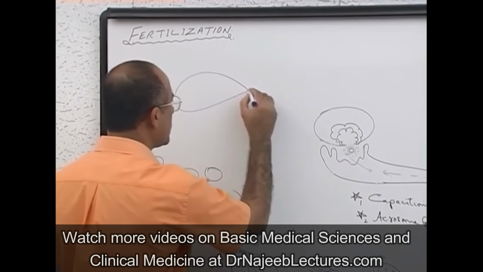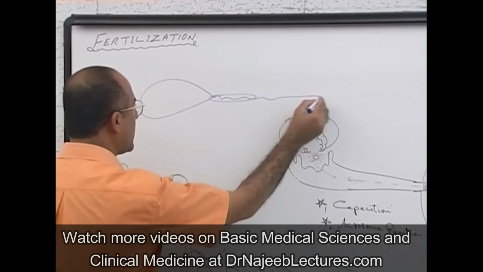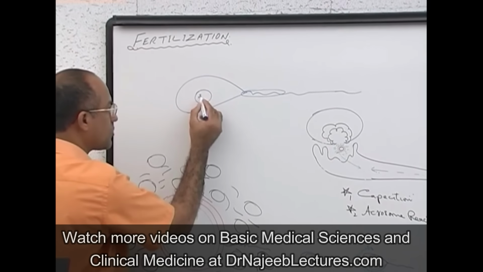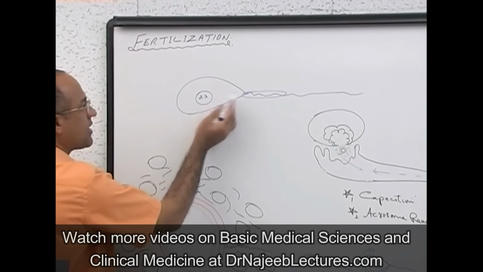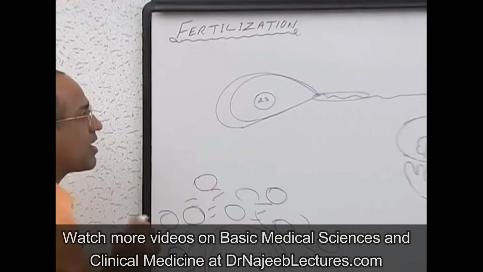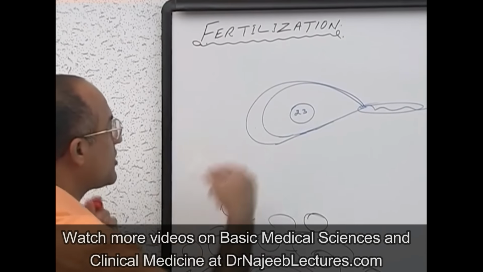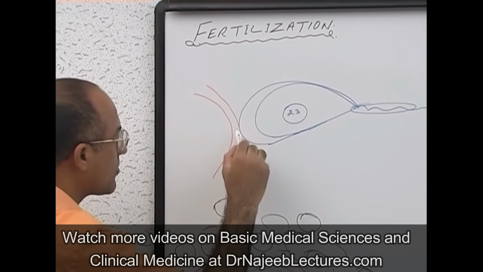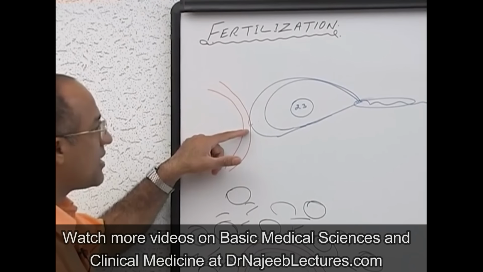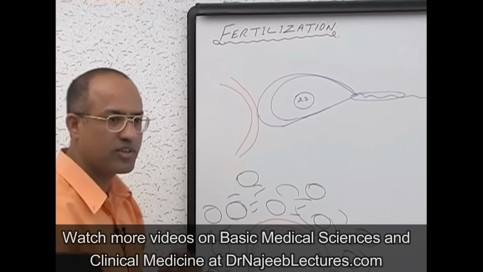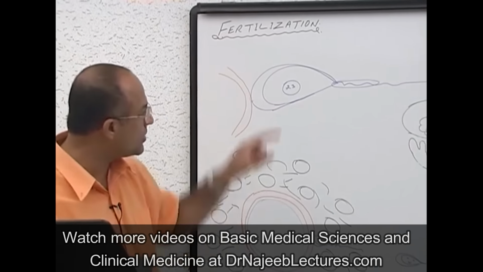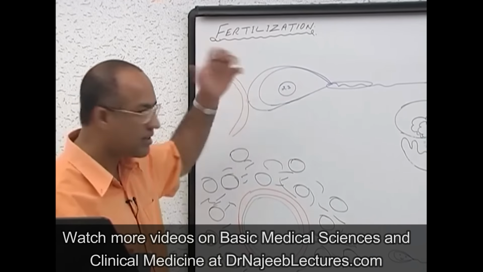This is a sperm: head, middle piece, tail. This is the membrane of the sperm. This is its nucleus, which has 23 chromosomes, the haploid number, 1n, and this is the acrosome. Now, as soon as the sperm touches the zona pellucida, the zona pellucida induces a reaction in this. That reaction is called the acrosome reaction. Acrosome means the acral end, the end of the sperm, the head end.